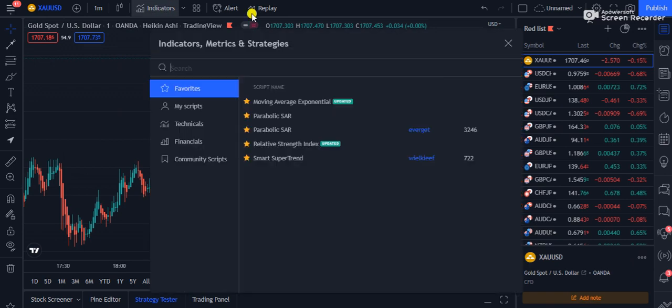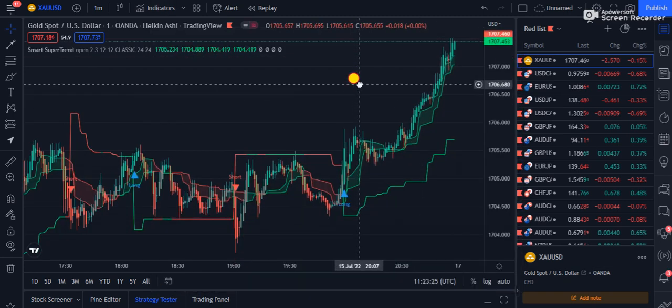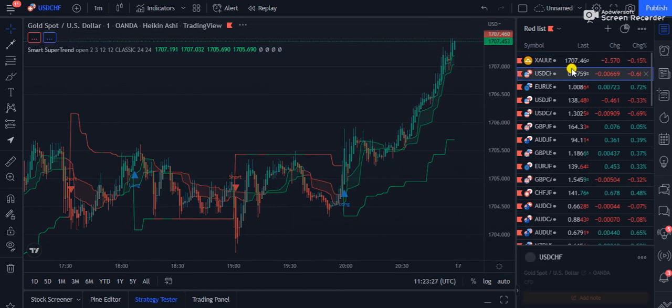Okay guys, now let's move towards the strategy. You can see there is an indicator in my favorite section called Smart Super Trend, by Will Keefe, and it has 722 favorites right now. I'm going to attach this indicator because I will show you how powerful it is even on the 1 minute time frame.